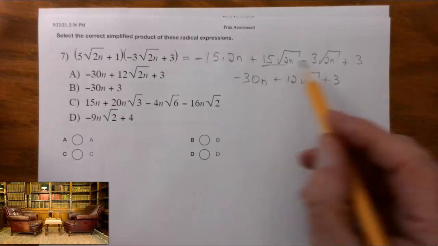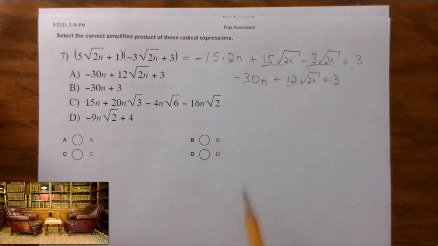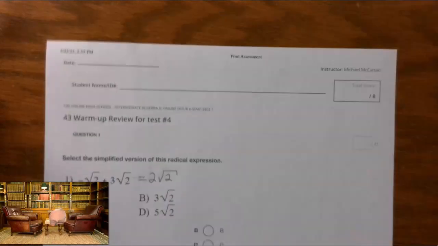Now you can combine this and this to get 12. And this multiplies 15 times 2. It's negative 30. All right, that's it, guys.